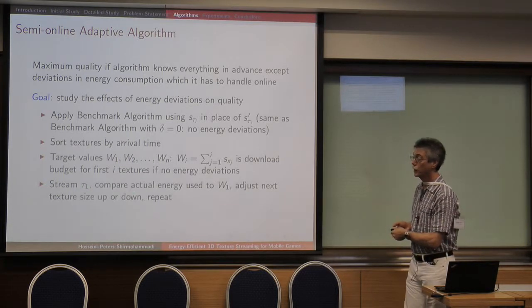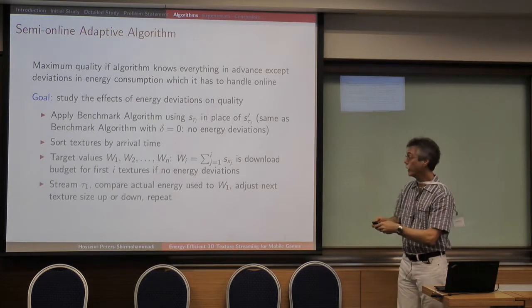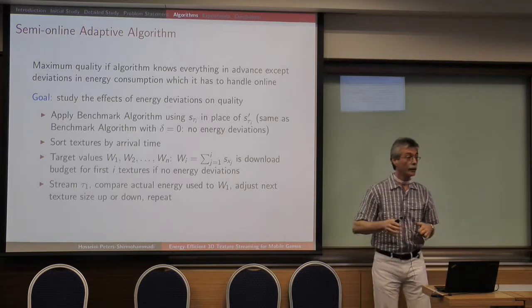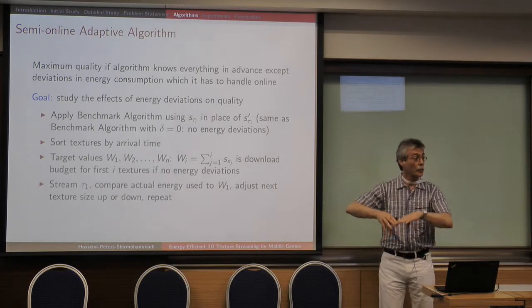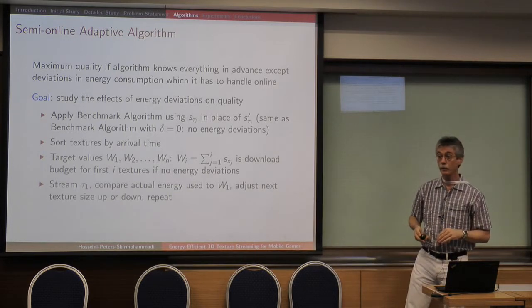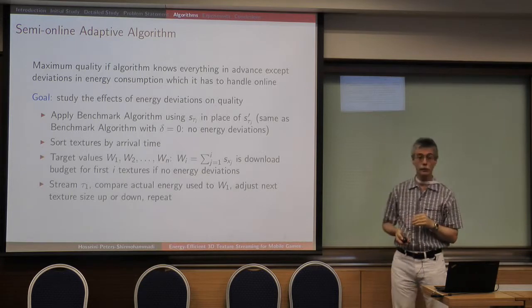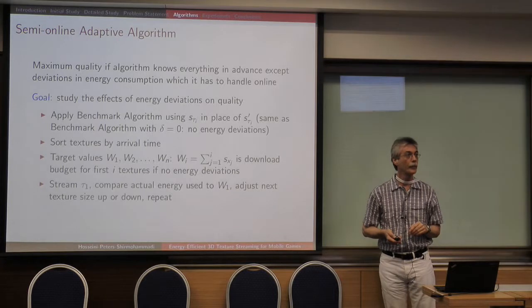We stream the first one. The user sends back and says, here's how much energy you used. And then we compare that to what we were supposed to use, and we adjust the next one according to whether we were above or below the target. And we just keep doing this. This is the first, we call it semi-online.